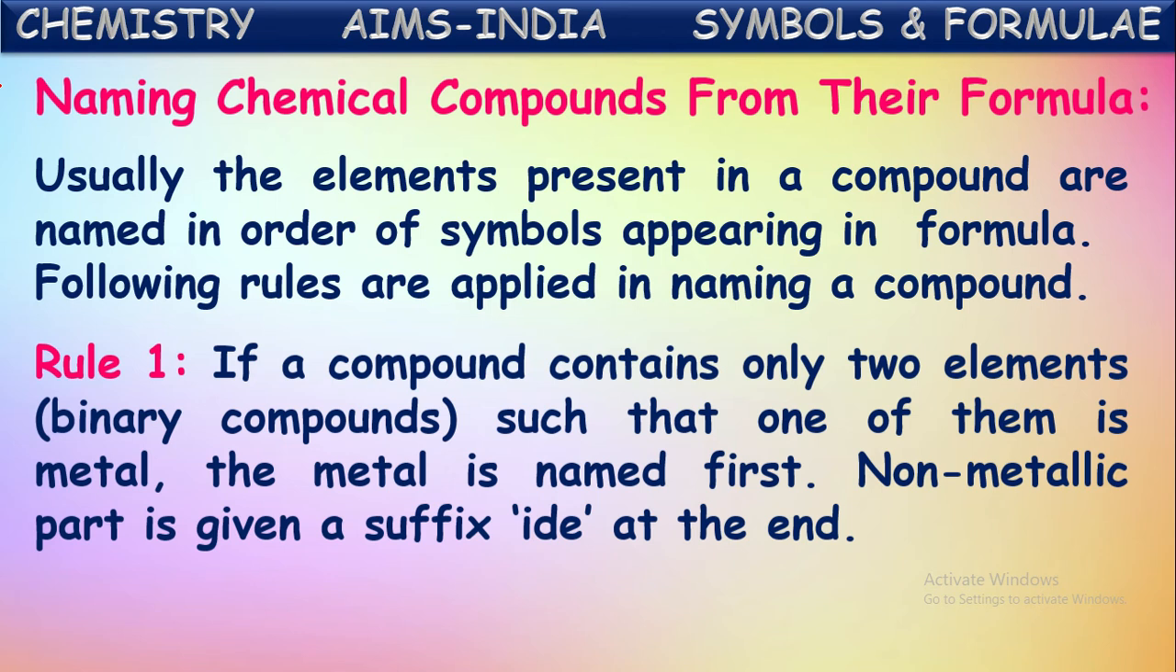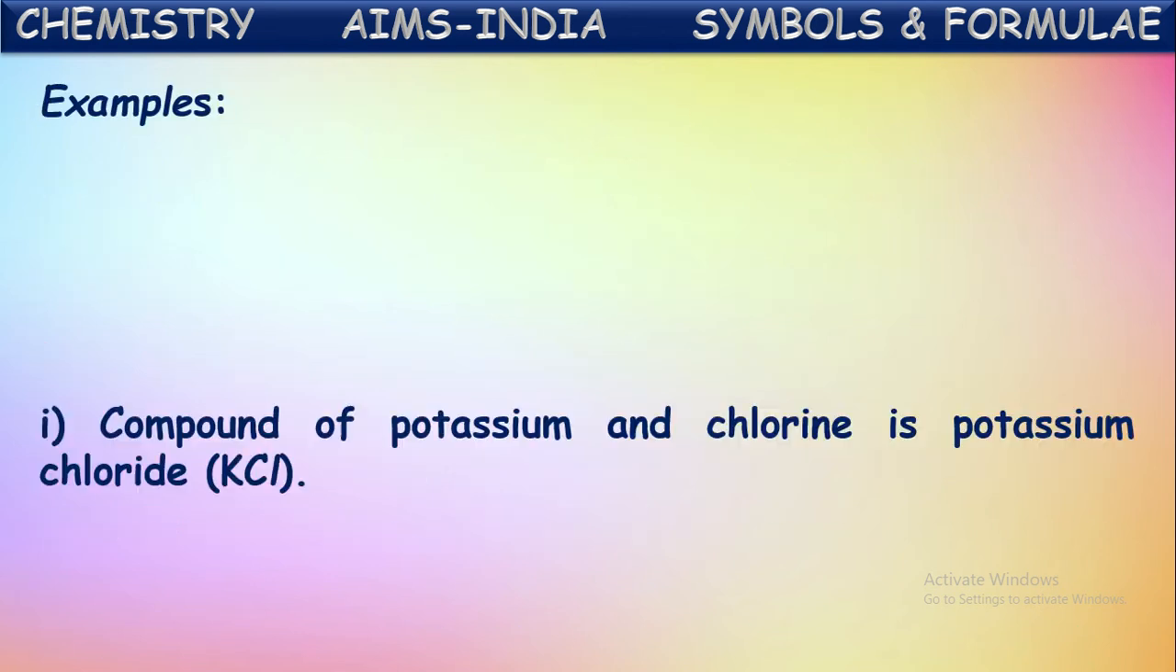What is that? If the compound contains only two elements, that means if it is a binary compound and one of the elements is a metal, then the metal name is written first and then the non-metallic element's name follows, and at the end of the non-metallic element's name ide is attached by eliminating one or two letters from the non-metal's name. Let us see some examples to understand this.